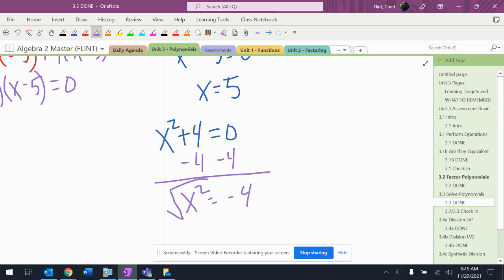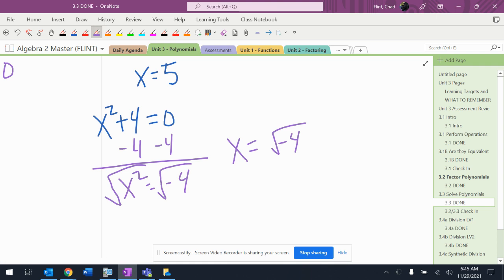To get rid of a squared, I take a square root. So I get x equals square root of negative 4. All right, now I am capable of taking the square root of a negative 4. It's going to give me, if I split this up, square root of 4, square root of negative 1. I know that that's an i, and I know that's a 2.